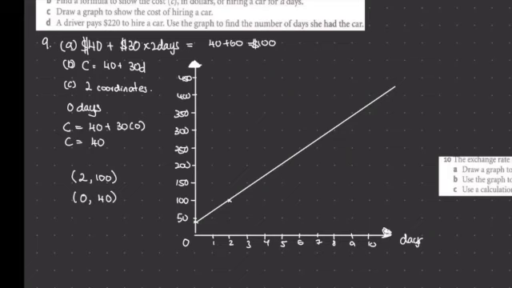And then it says a driver pays 220 to hire a car. Use the graph to find the number of days she had the car. 220 should be about here. This is a rough estimate though. If my graph is correct, it should be about 5 days. Yeah, 5 days will do.